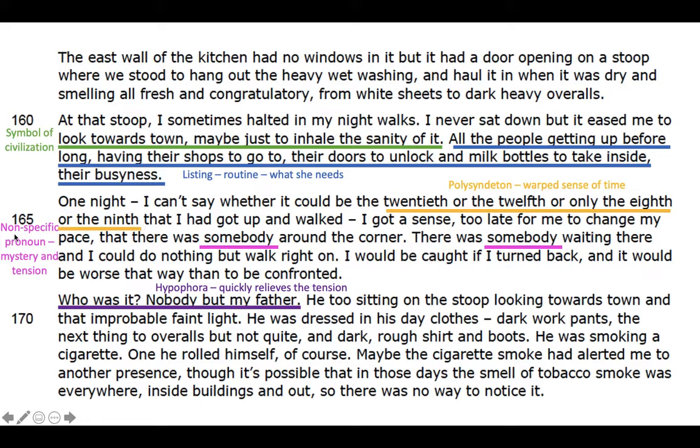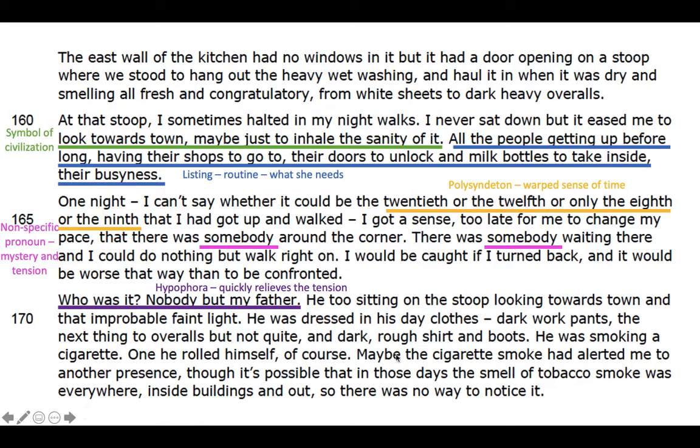The non-specific pronoun kind of holds up that mystery and tension again, because she's realised that somebody's there. Again, this is a little bit gothic as well, that there was somebody around the corner, there was somebody waiting there. And she relieves that tension very quickly through the hyperphora. Okay? It's when you ask a question, you answer it immediately. Who was it? Nobody but my father. So there's only a little bit of tension built before she releases that, because we learn that it's her father.